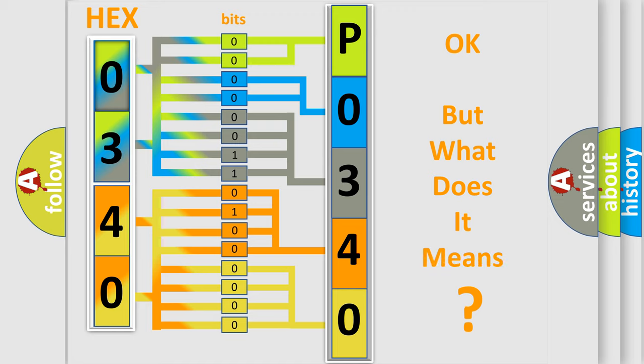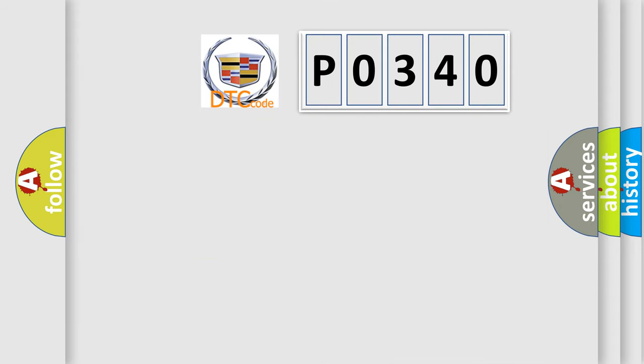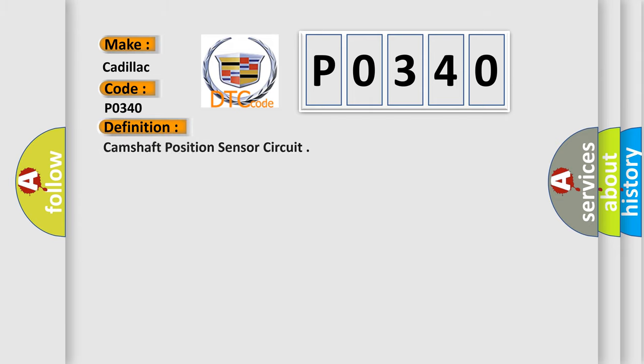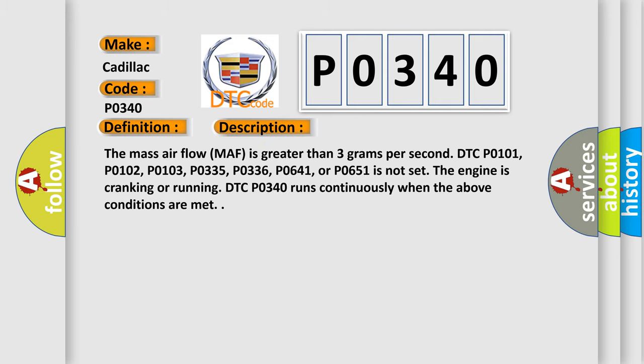The number itself does not make sense to us if we cannot assign information to what it actually expresses. So, what does the Diagnostic Trouble Code P0340 interpret specifically for Cadillac car manufacturers? The basic definition is camshaft position sensor circuit. And now this is a short description of this DTC code.